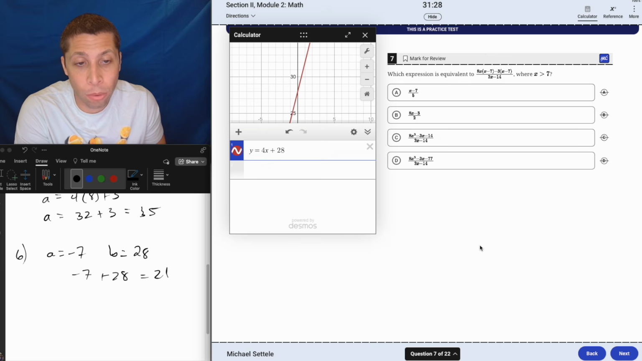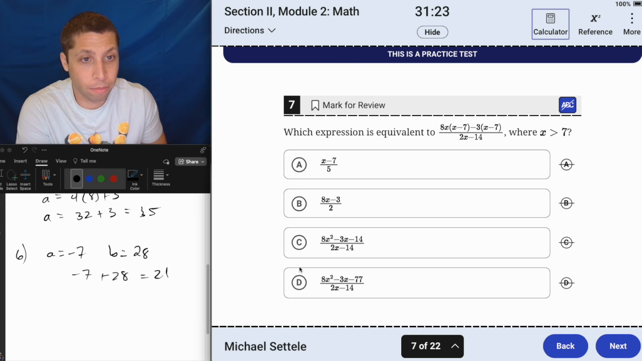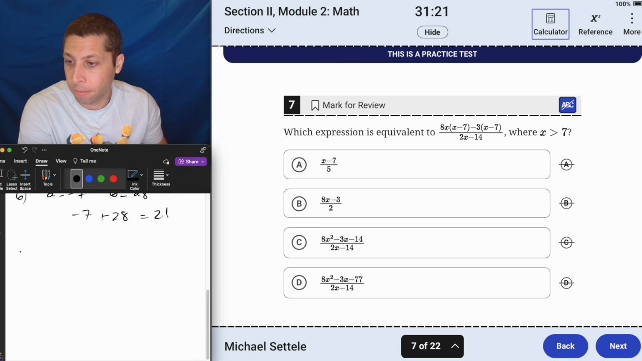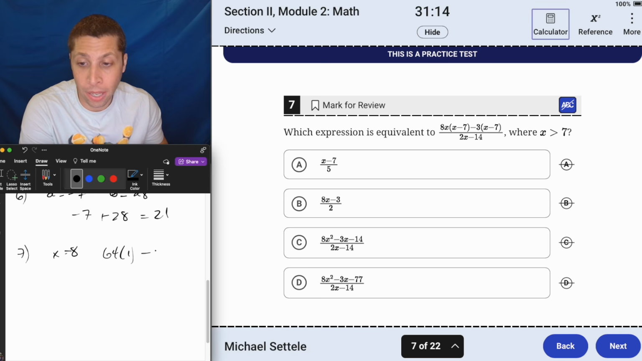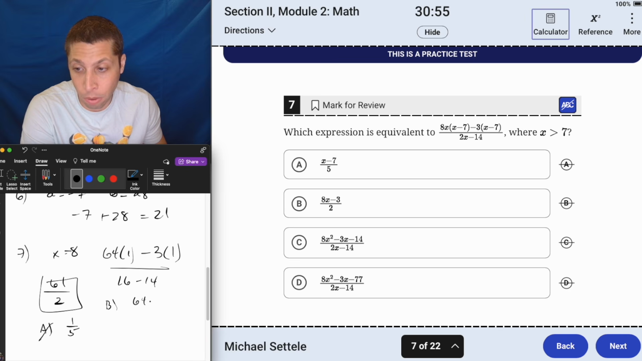Okay. So tiny. I hate this. Let's just arithmetize. Okay, X is greater than 7. So X is 8. So we have 64 times 1 minus 3 times 1 over 16 minus 14. So that's 64 minus 3 is 61 over 2. Okay, so that's my answer. A is going to be 1 over 5. No. B is going to be 64 minus 3 over 2.